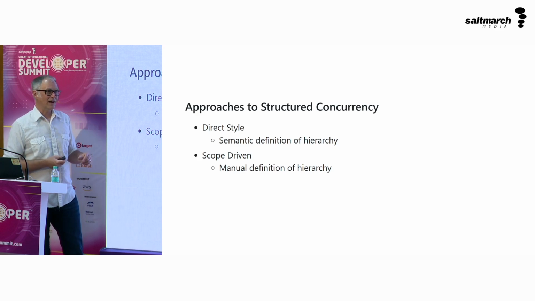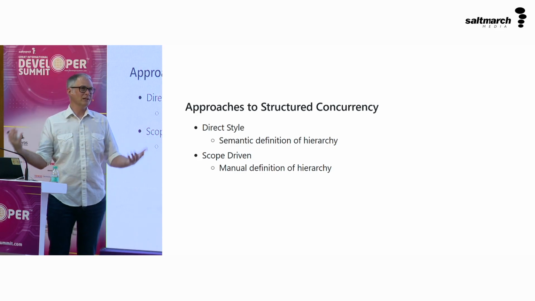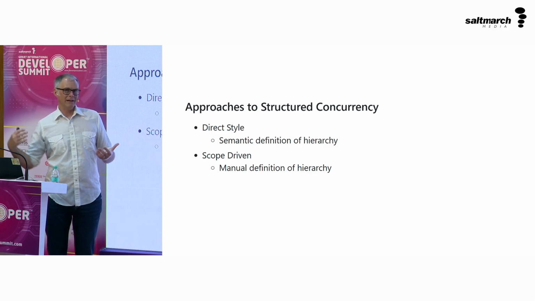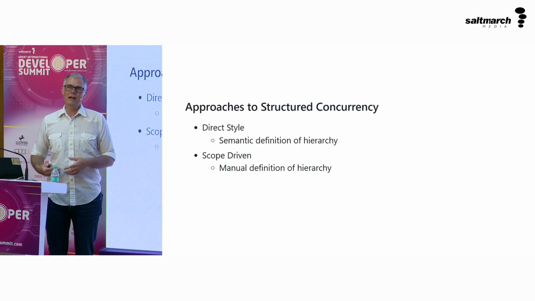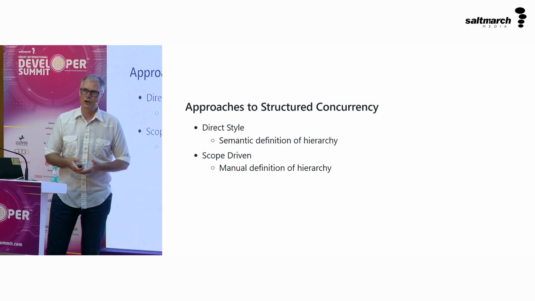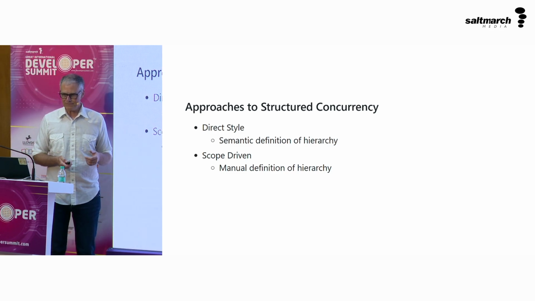Then there's a style I'm calling scope-driven. Scope-driven is where we manually manage the scope: we create a parent scope, manually add things into the scope, and then define what the exit condition of that scope is. And it's all done manually through calling APIs.